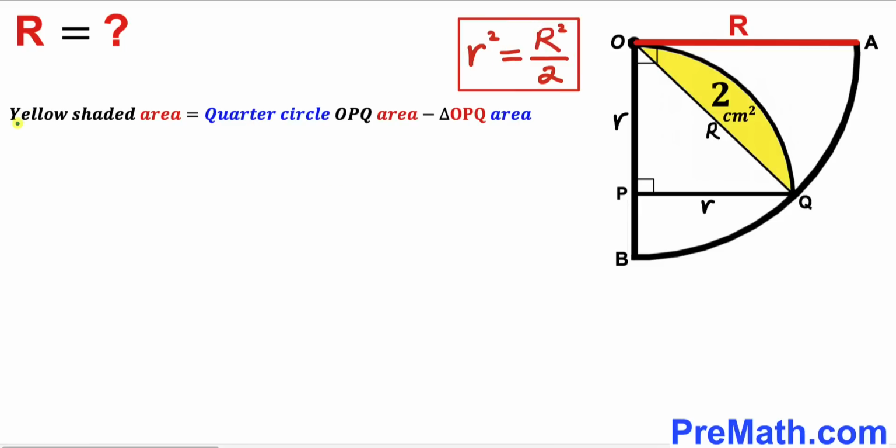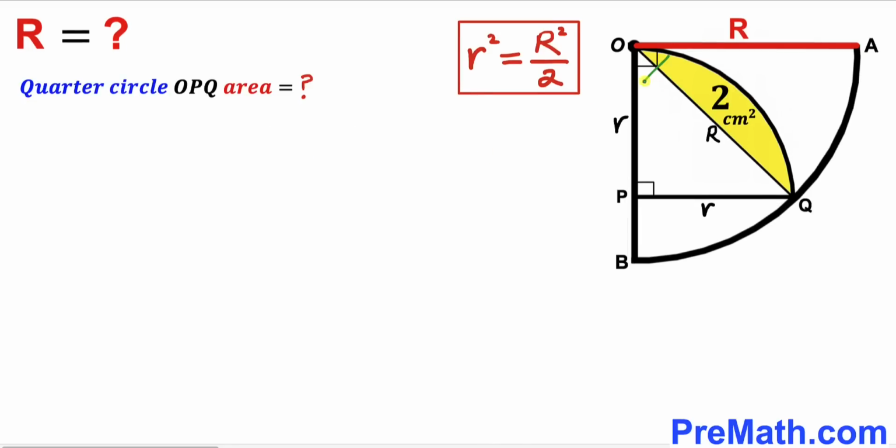And now let's make an observation. We can see that the yellow shaded region area is going to be equal to the area of the smaller quarter circle OPQ minus the area of the triangle OPQ. And we know the area of this yellow shaded region has been given to us as 2 centimeter square. So we are going to focus on this smaller quarter circle area and the area of this triangle OPQ as well.